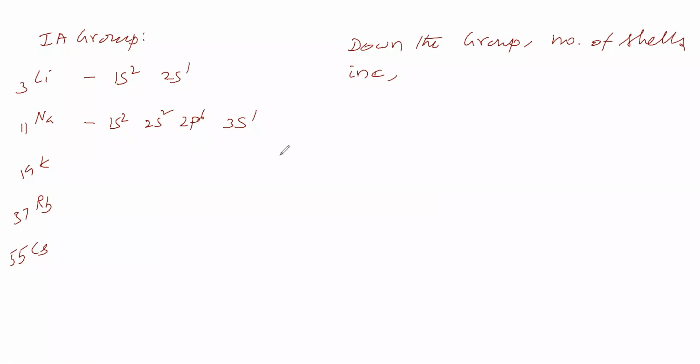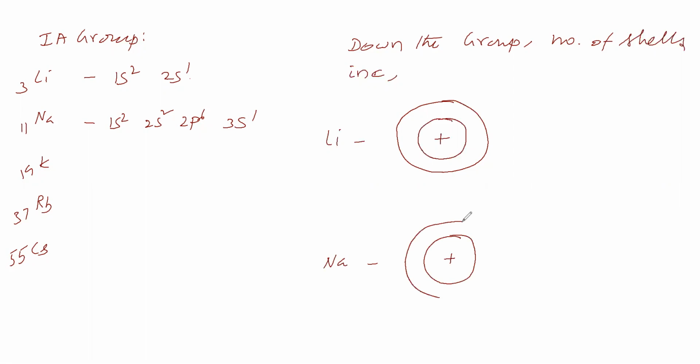Now we will take lithium. For lithium, we have written the nucleus, and the configuration is 1s2 2s1. Next we will take sodium. For sodium, we have written the nucleus, and the configuration is 1s2 2s2 2p6 3s1. Okay, for sodium we have given this.